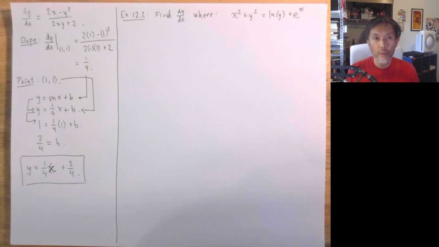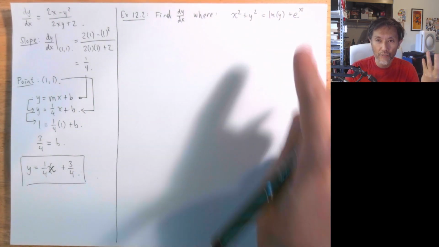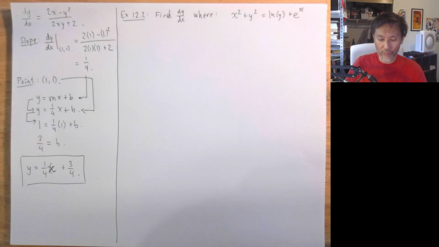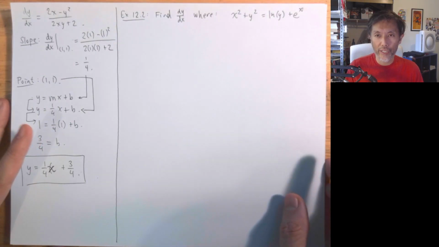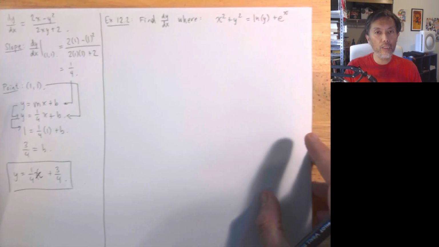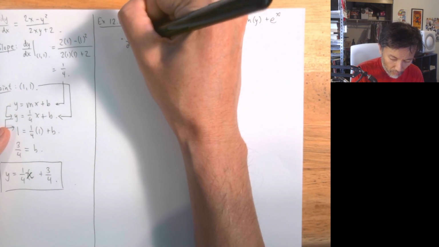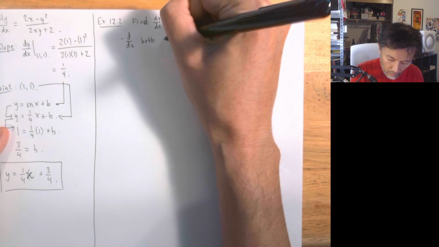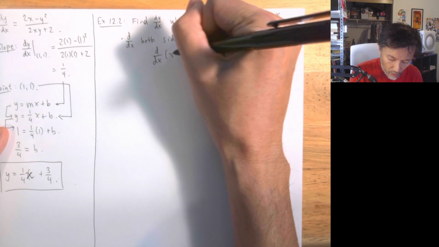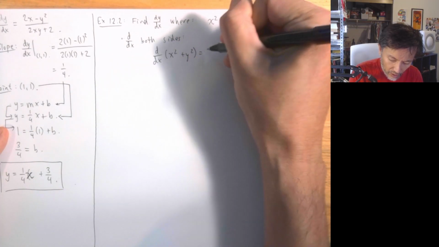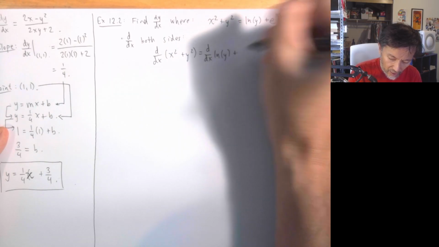So the first step, because we want to get dy/dx out from this information, you think of this as like a rock, and we're trying to mine out the gold of dy/dx from it. The first step is going to be to take d/dx of both sides of this equation. And if we do that, we get d/dx of x squared plus y squared is equal to d/dx of natural log of y plus e to the x.